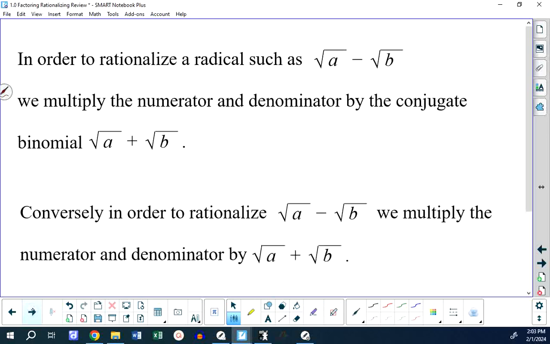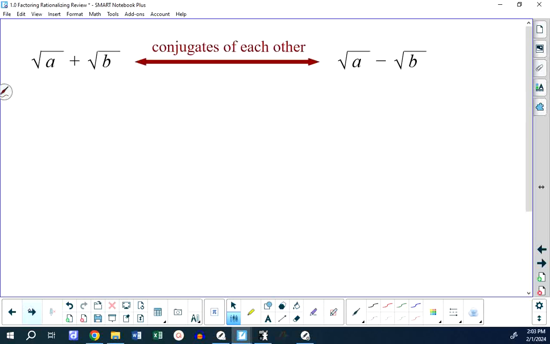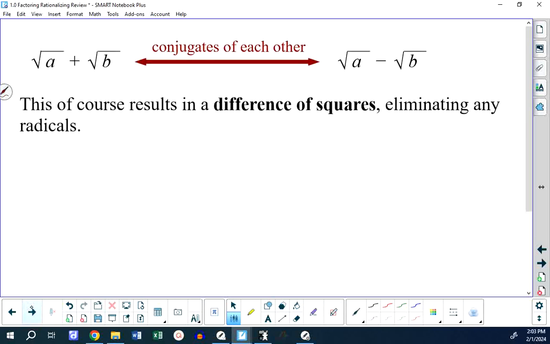The reason it works, and by the way, these are conjugates of each other, right? So the conjugate of root a minus root b is root a plus root b. The conjugate of root a plus root b is root a minus root b. And if you want to get rid of one, you multiply top and bottom by the other. So they're conjugates of each other.